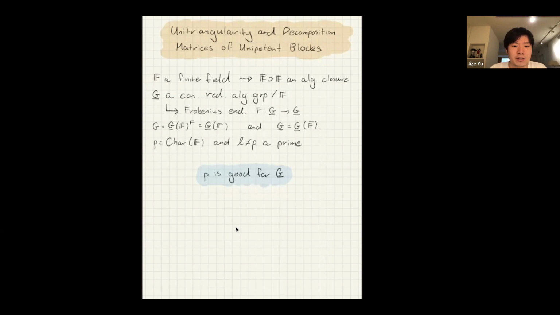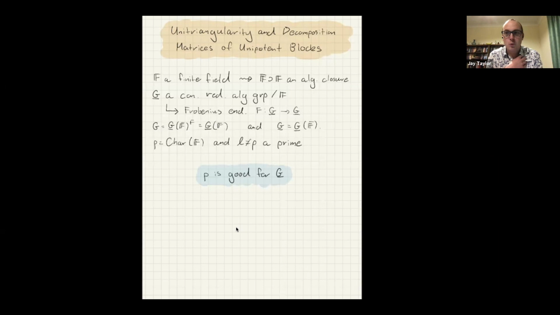Yes, thank you. It's a pleasure to be in Princeton, and I'm very grateful to have been invited to give a talk at this workshop. Today my talk is going to be about unitriangularity of decomposition matrices. My talk is going to be a little bit of a bait and switch, much like the paper that this is based on.